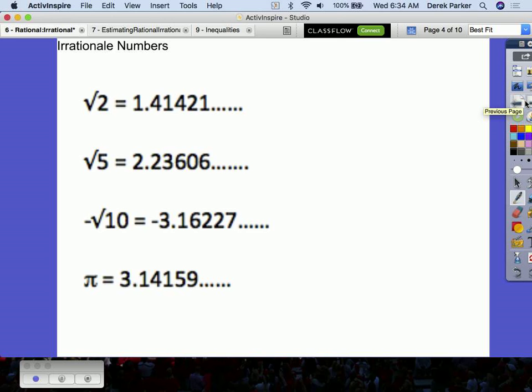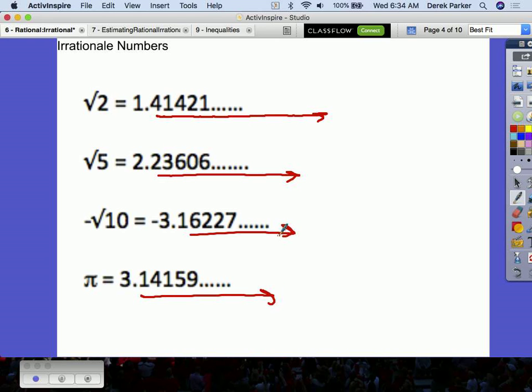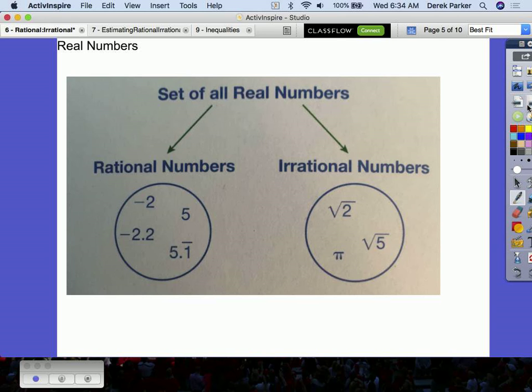These are examples of irrational numbers. They have no pattern, and the decimal never terminates. It's just like pi. It goes on for infinity. All of these go on for infinity with no pattern. Each of these is an irrational number. Here's another example. Rational numbers would be like -2, 5, -2.2, and 5.1 repeating. The square root of 2 and the square root of 5 are irrational numbers.